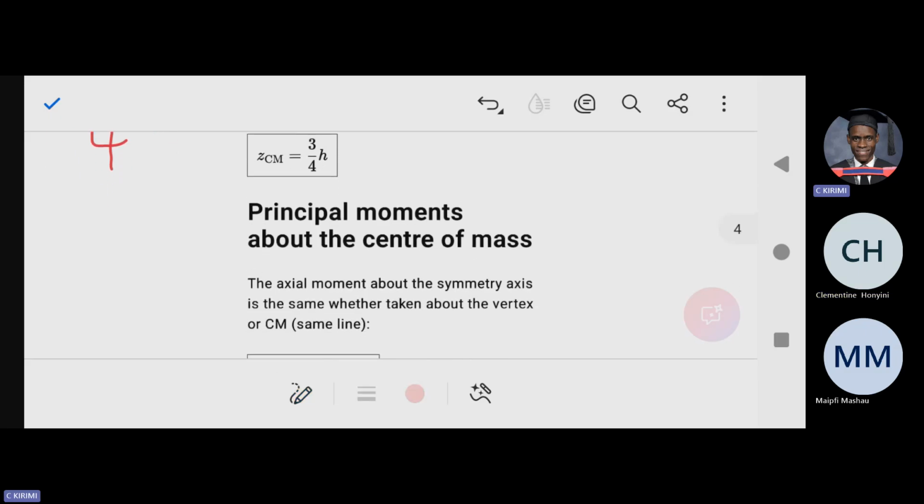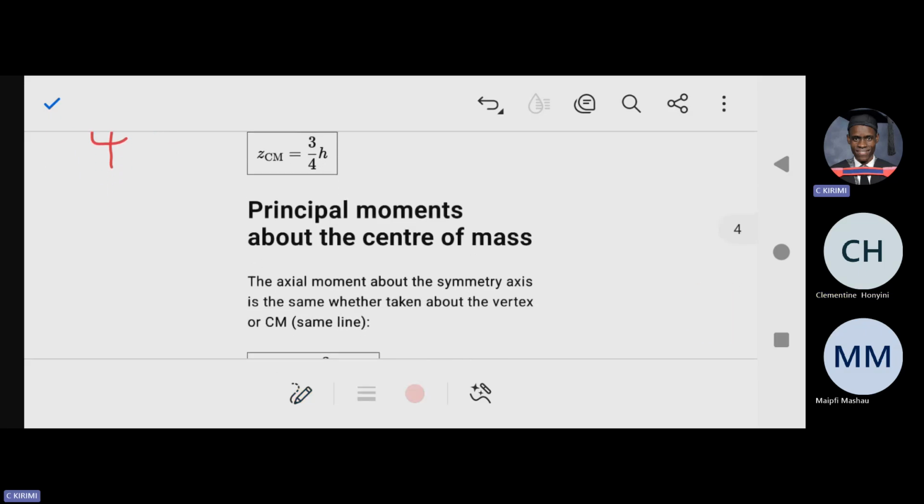So the principal moments about the center of mass: the axial moment about the symmetry axis is the same whether taken about the vertex or center of mass, which means it's the same line. That is the axial. So what they mean is that whether you take this side or that side, the center of mass will still be located at 3/4 of the height along the Z. That is the central part, where the center of mass is.